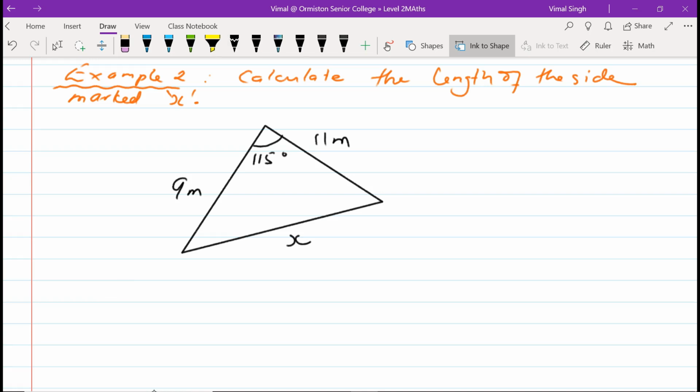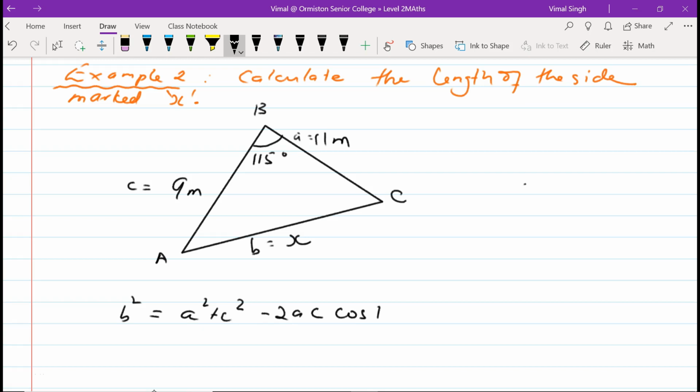Now if you want to, before you do that, you can label this. I'm going to label this A, B, C. So over here you have c is equal to 9, and you have a is equal to 11, and then b is equal to x. So your formula is going to be b squared is equal to a squared plus c squared minus 2ac cos of angle B.